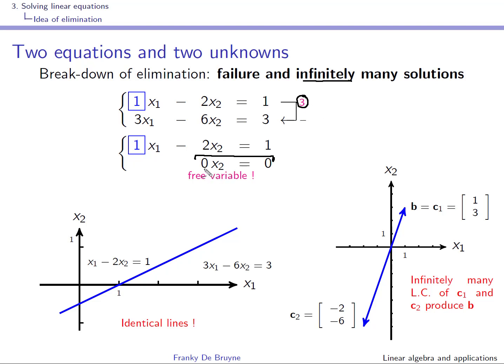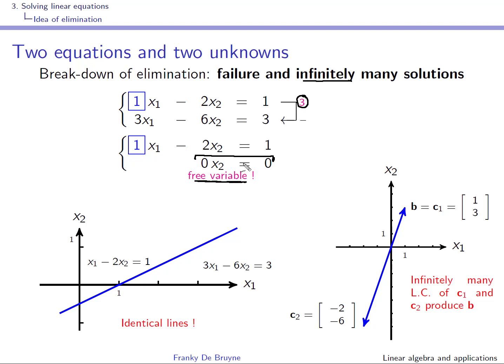You can take whatever real value for x2. So x2 is called a free variable. Okay, so in this case, if you end up with this type of equation, you have an infinite number of solutions. So let's have a look at our 2 interpretations.